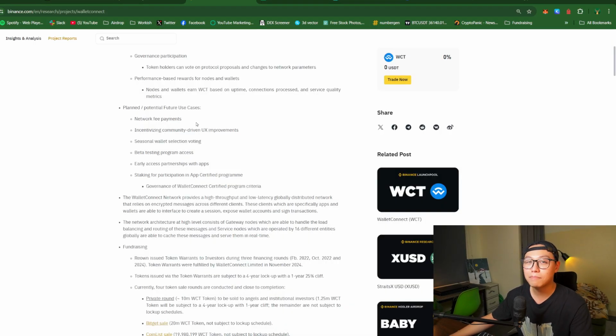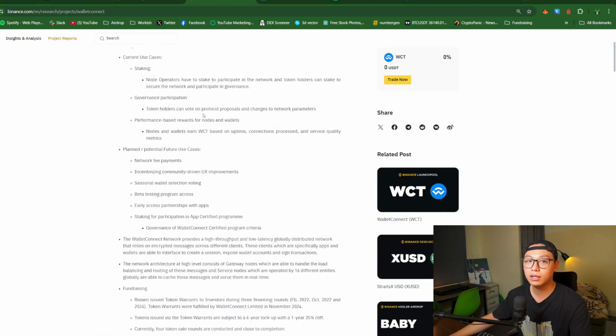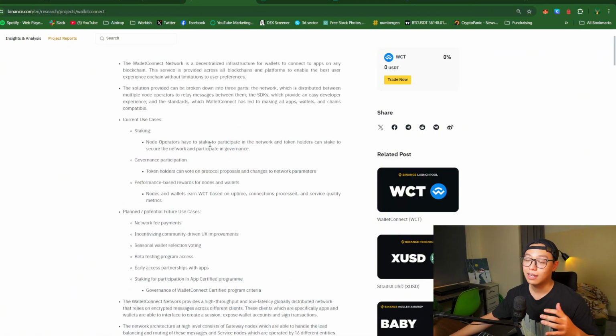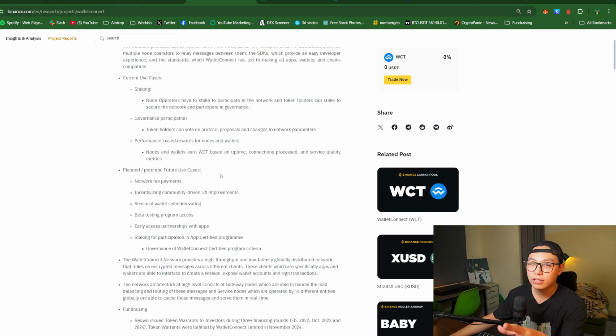So I think that means, in the future when we have this token, WalletConnect can actually allow us to use their token to pay for some of the network fee, like on Ethereum or Binance Smart Chain. Not so sure why we would need to do that, except maybe they have like a discount if we use their token, then that'll be amazing, right? Incentivizing community-driven UX improvements. Now, the next potential use case is the seasonal wallet selection voting.